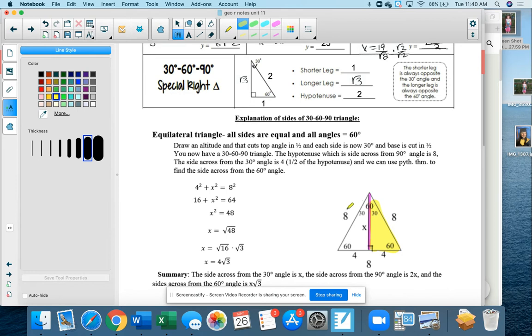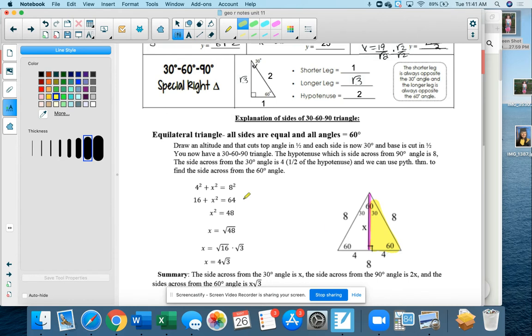So in the original triangle, my angles were all 60, my sides were all 8. The altitude cuts that base in half, so now this base is 4. This is still 8, and I made these numbers up. I made all the sides 8 to start with. But now you can see that that altitude cuts that base in half, and I have this nice 30, 60, 90 triangle. I know the hypotenuse is 8. The side across from the 30 is 4 because I cut that base in half.